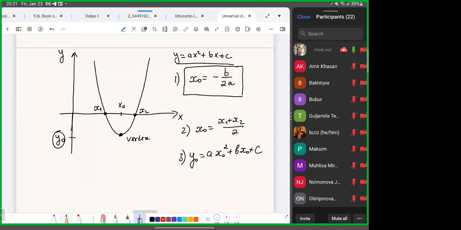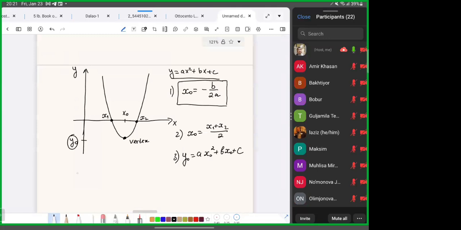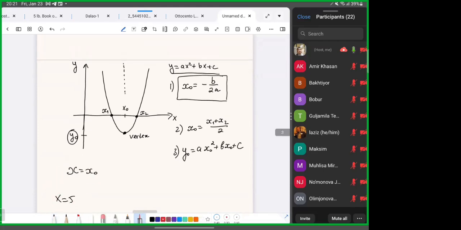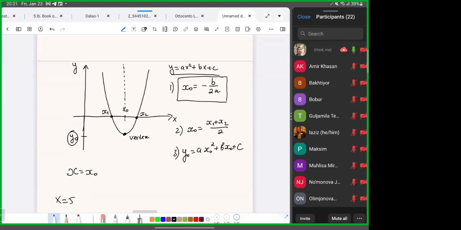The next thing which you should know is x0. When your equation is the line x equals x0, it is a vertical line if you draw it. What is the meaning of the line x equals 5? It means the y coordinate can be any number, but the x coordinate is 5. So if you draw it, you will find this kind of line. That's why it's called the line of symmetry.